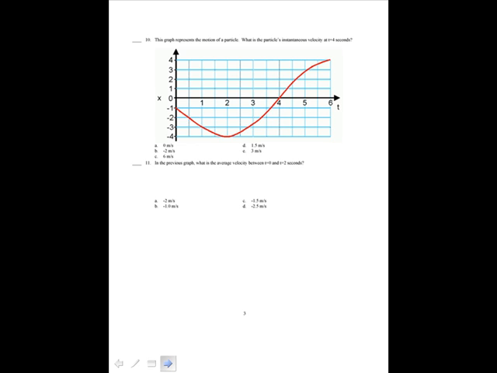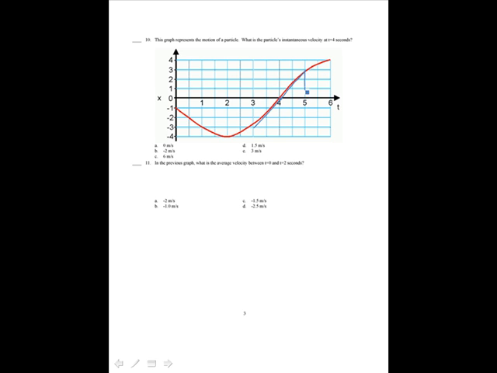Alright, this graph represents the motion of a particle. What is the particle's instantaneous velocity at t equal 4 seconds? Alright, you have to be sort of careful with this. You want to draw a tangent line at this point. Draw a tangent line.